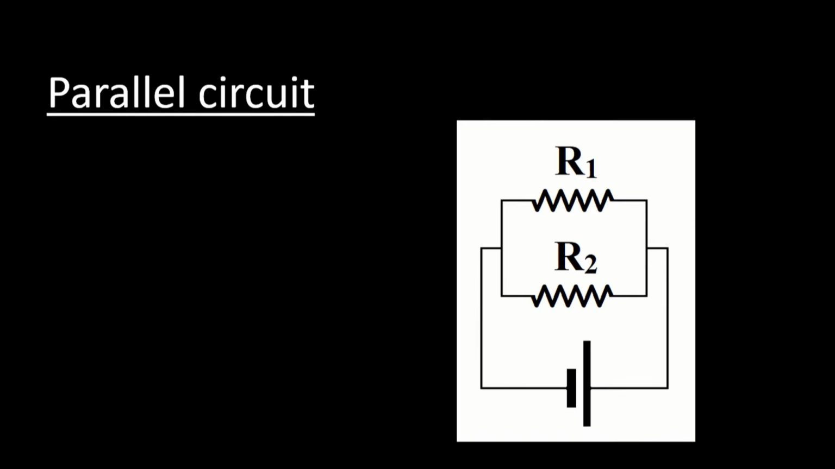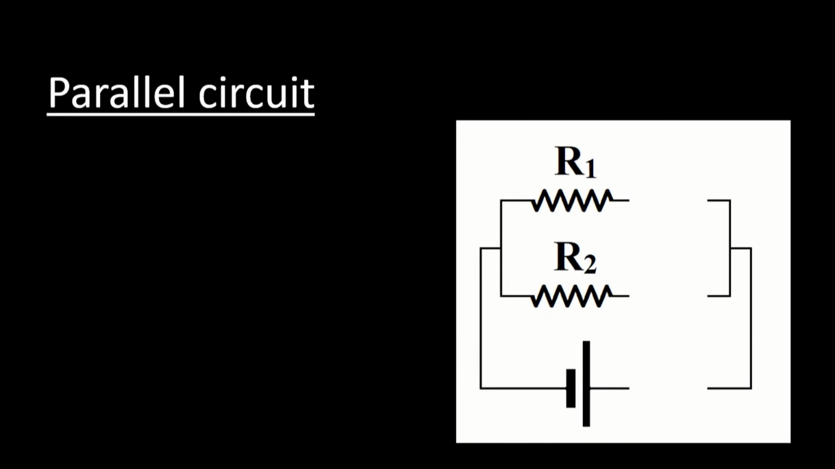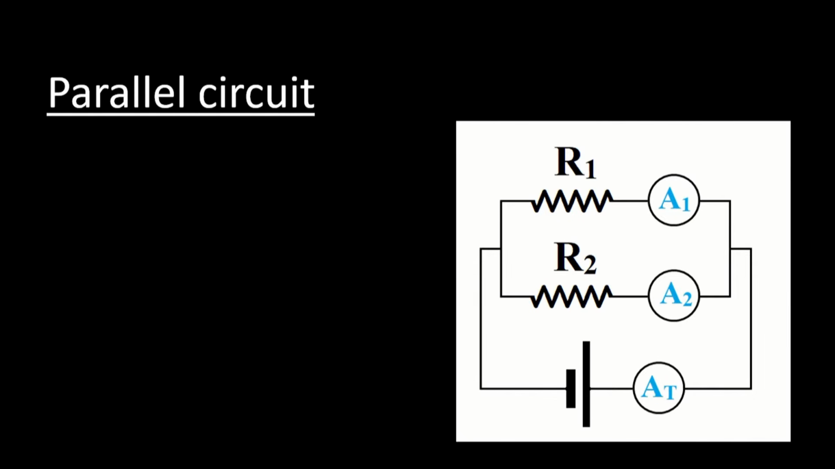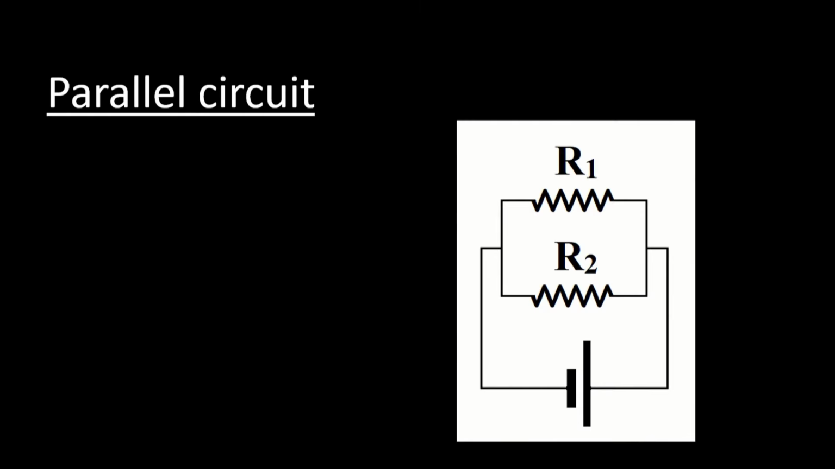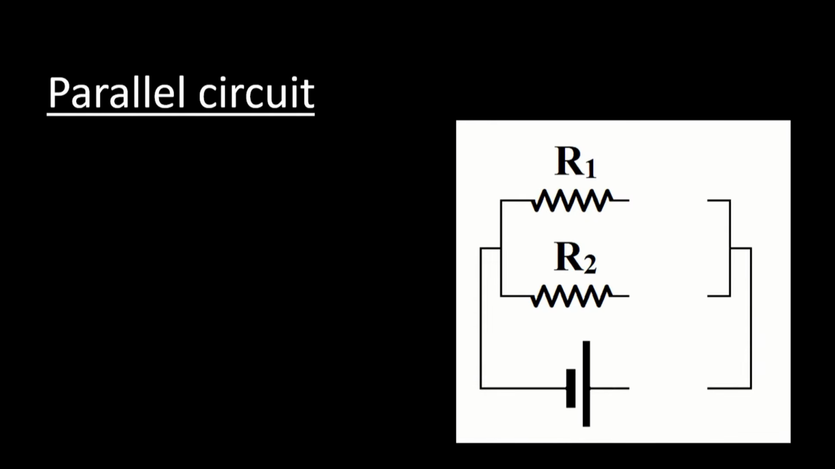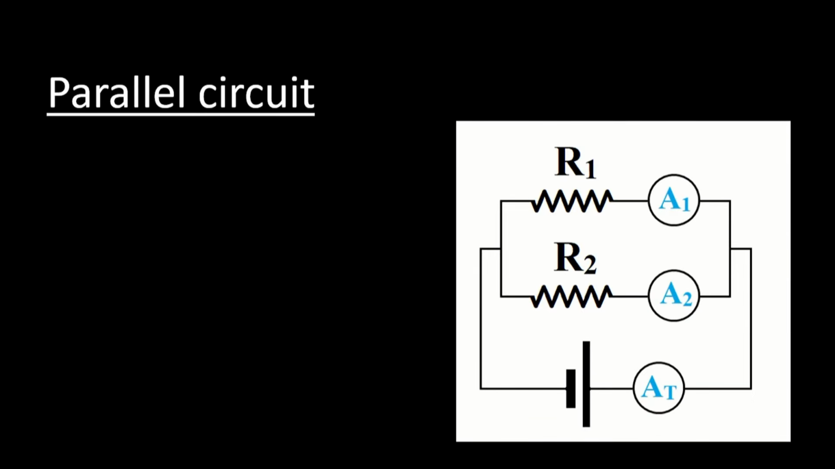For two resistors in parallel, you will measure the current through each resistor and the total current in the circuit by inserting your ammeters as shown. Note that in order to connect the ammeter, it should be connected in series. In other words, you should remove a connection and replace it with the ammeter. Take a look again. So here is the original circuit. Remove some connections and insert the ammeters.